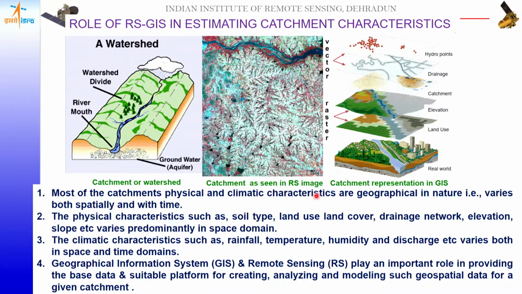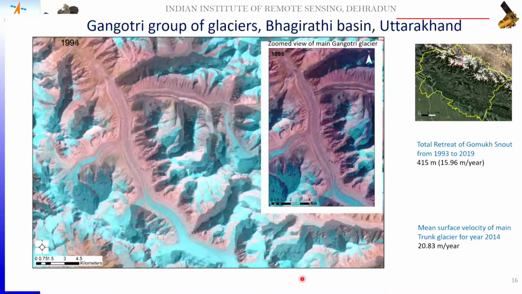And these catchment characteristics, they are geographical in nature. That means they vary spatially and with time. The physical characteristics such as the soil, land use, land cover, drainage, elevation, they predominantly change in the space domain, whereas the meteorological and hydrological characteristics change in both space and time, for example, rainfall, temperature, humidity. And if you combine both of them into the GIS and add the time factor, then it becomes the total virtual system where the entire catchment is represented in GIS, and its dynamic simulation of the various components can be done in an integrated hydrological hydrodynamic model.